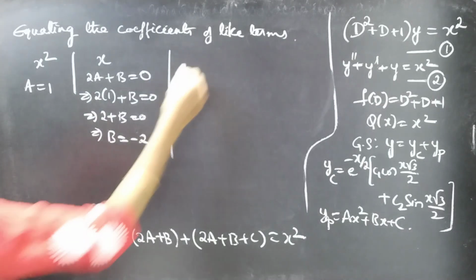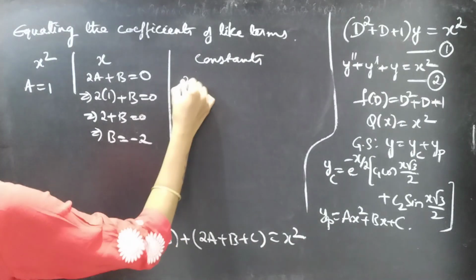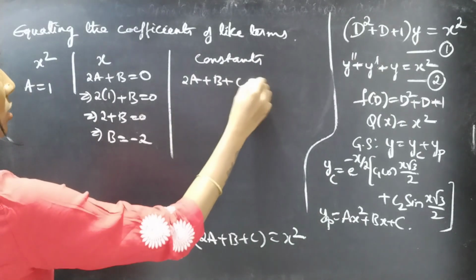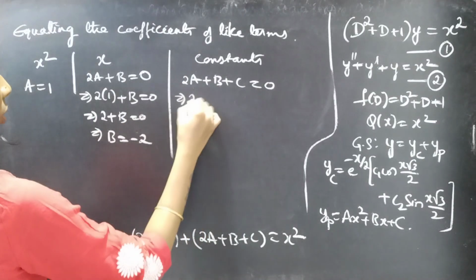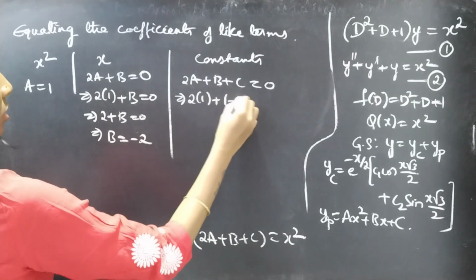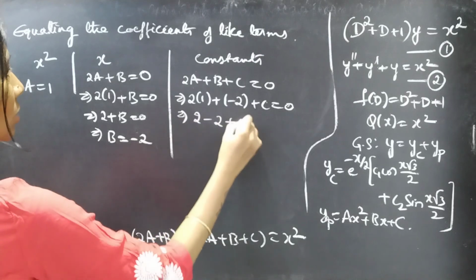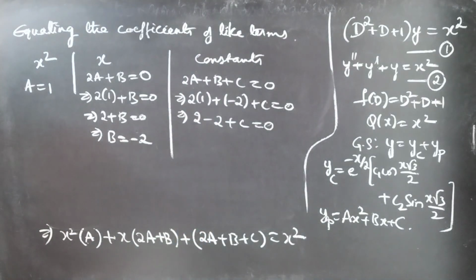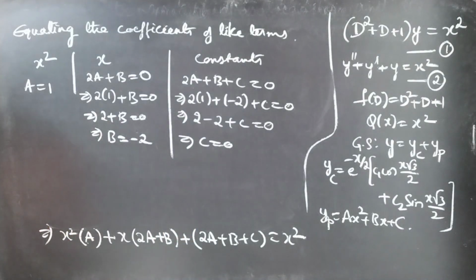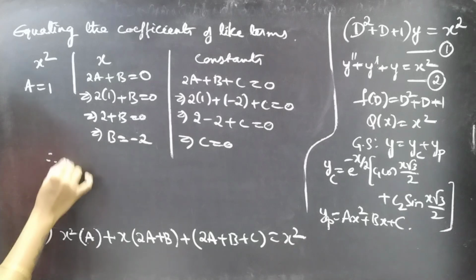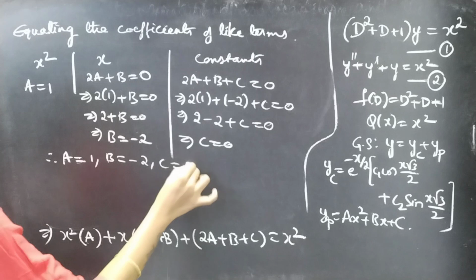Now consider the constants, equating the constants. We don't have any constant on RHS, so take 2a plus b plus c equal to 0. Now substitute the values of a and b, since a equal to 1 and b equal to minus 2, you'll get 2 into 1 plus minus 2 plus c equal to 0, 2 minus 2 plus c equal to 0, where c equal to 0. Therefore, a equal to 1, b equal to minus 2 and c equal to 0.